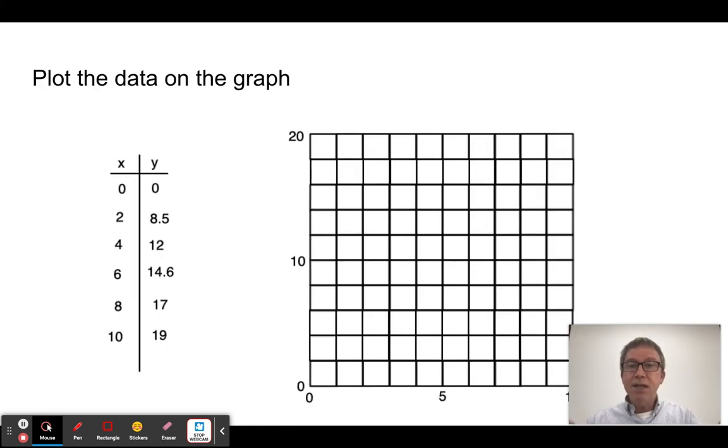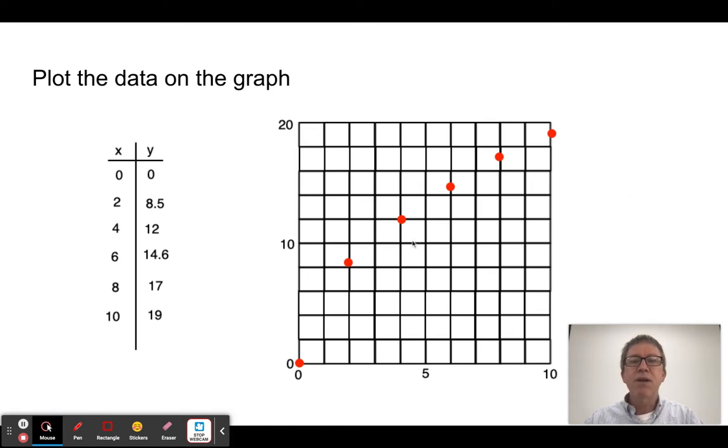So I'm going to take this data here. Here's my values for x. Here's my corresponding values for y. I'm going to plot them on this graph. When I plot them on the graph, I get this. Okay, so I'm looking at this, I say, okay, that shape is not linear, it's not proportional. I think it's probably raised to some exponent.